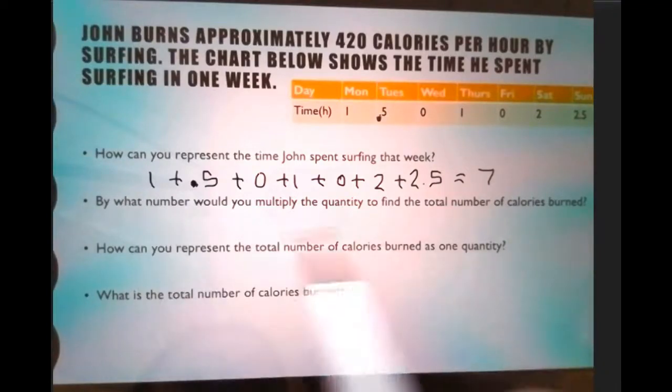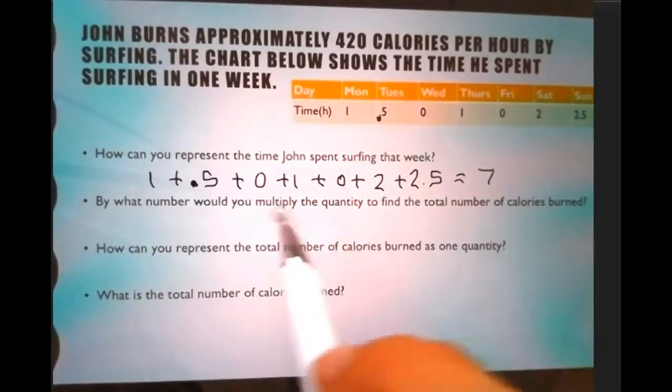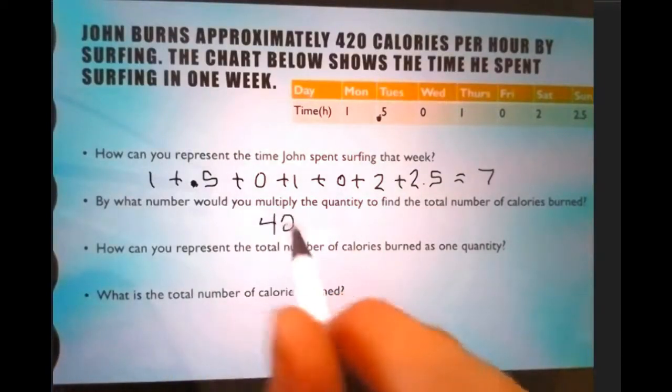All right, by what number would I multiply to find the total number of calories burned? So I know he surfed for 7 hours. What number would I multiply the hours by to get total calories burned? All right, Sierra, your hand went up real quick. Perfect, 420.